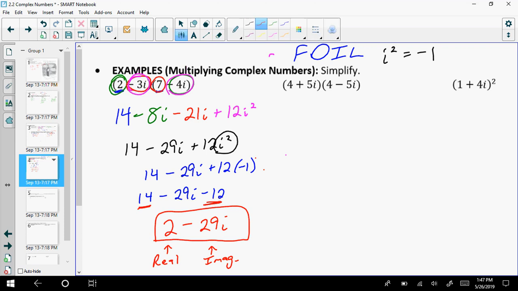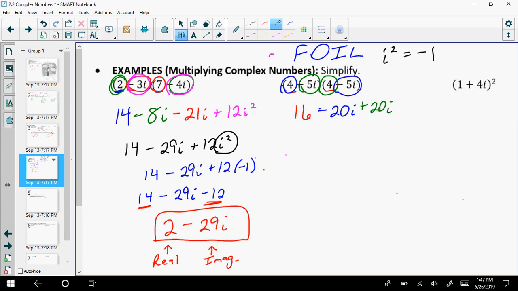Okay, let's try the next one. Let's FOIL it. First times first, 16. Outer, 4 times negative 5i, negative 20i, inner, 5i times 4 is 20i, and then last, last times last, 5i times negative 5i would be negative 25i squared. Combine like terms, so 16, negative 20i plus 20i would cancel.